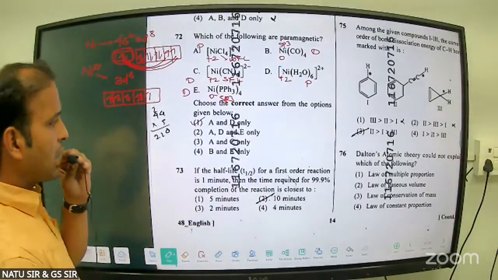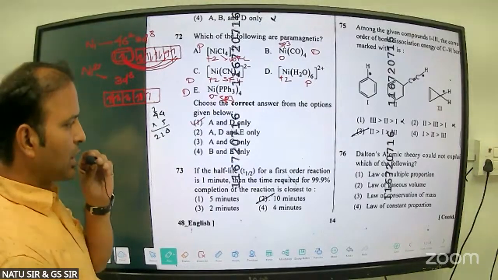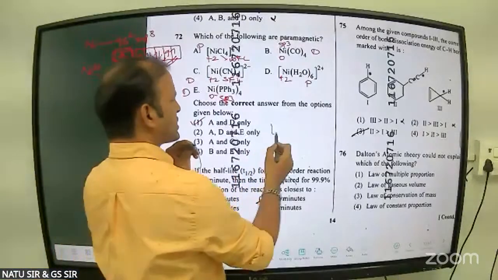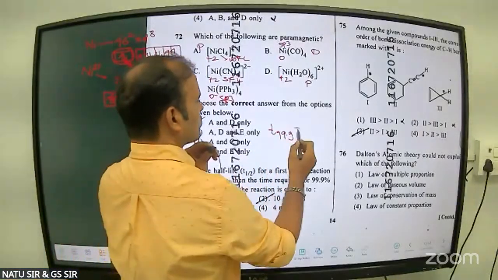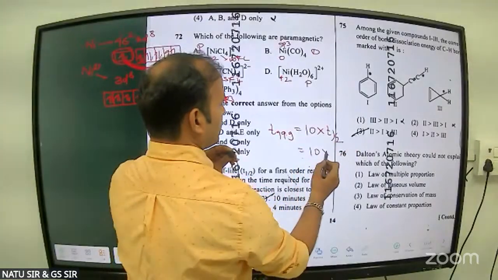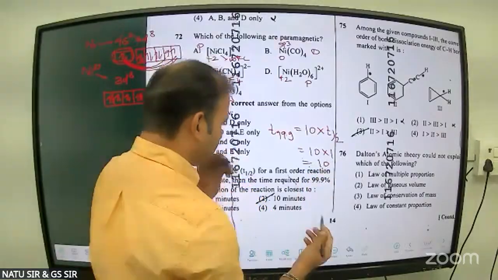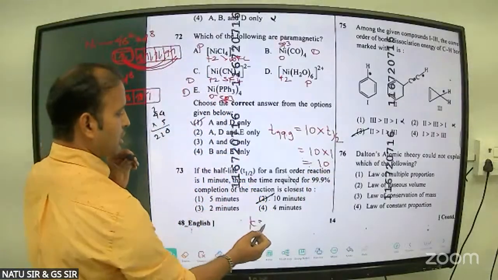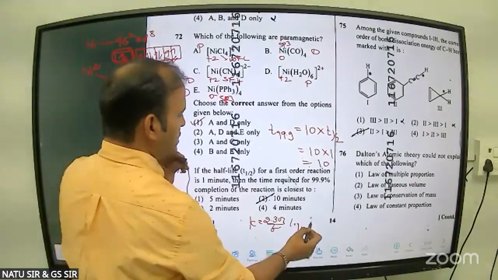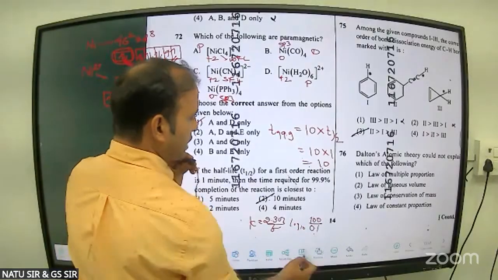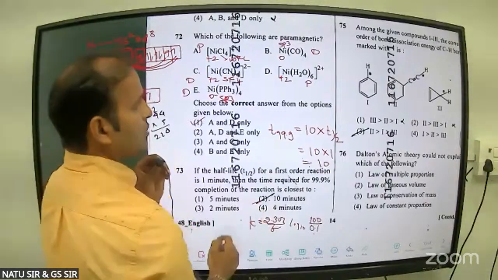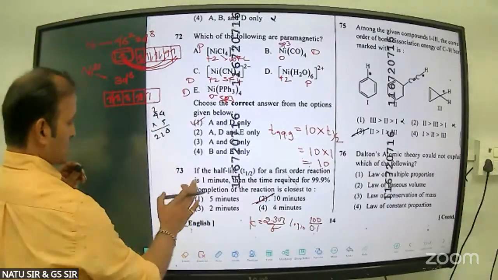The next: if the half-life of a first order reaction is 1 minute, then the time required for 99.9% completion is closest to? So 99.9% is directly 10 times the half-life, and the answer is going to be 10. You can solve the same question using the formula t equals 2.303 upon k, log to the base 10 of a naught upon a, where a naught is 100 and a is 0.1. If you solve, you will get the same answer, that is 10. So this one. The next one.